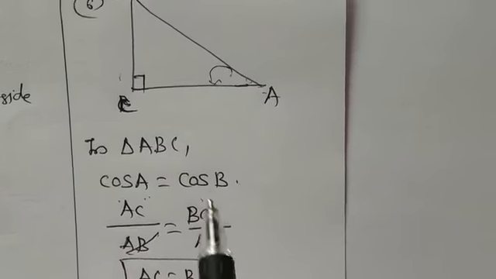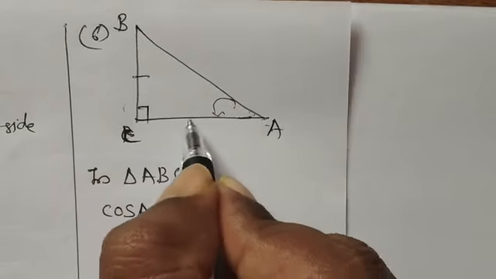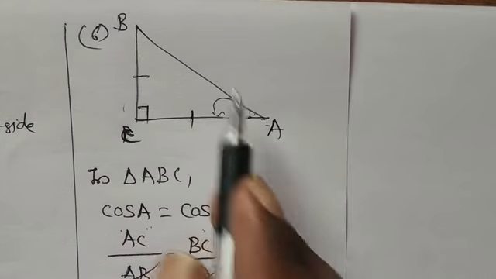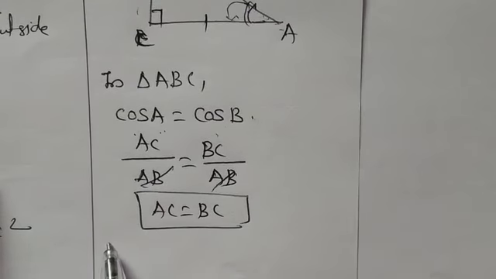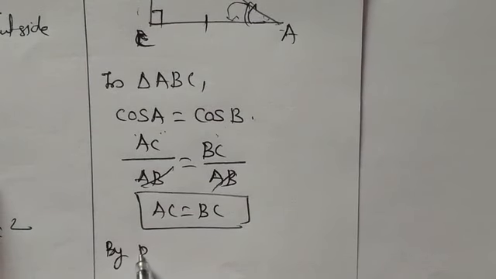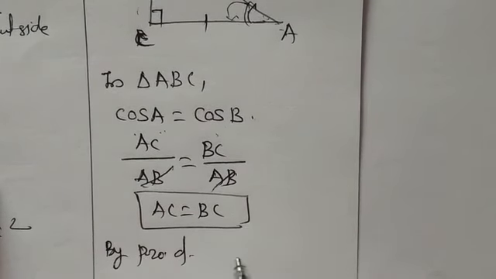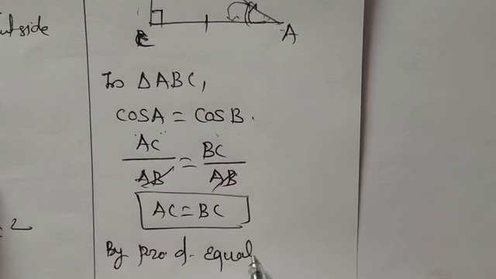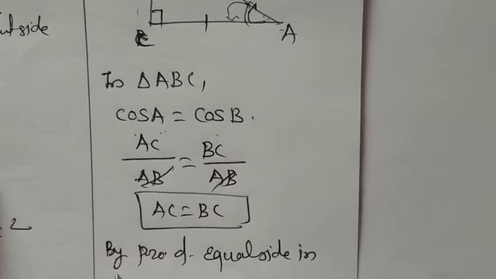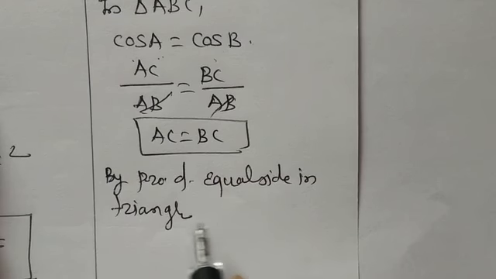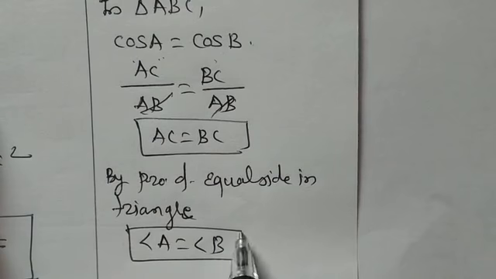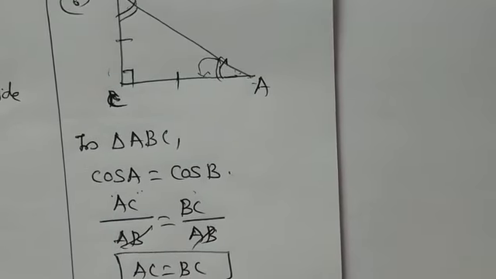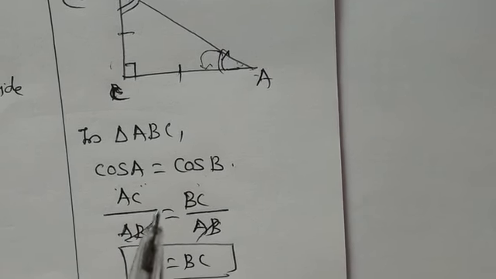Now AC, this side and this side are equal. We know that if the sides are equal in a triangle, then the opposite angles must be equal. By the property of triangles, the angles opposite to equal sides are always equal. Therefore angle A equals angle B. This is a very simple proof, but you can learn about cosine properties and triangle properties also.